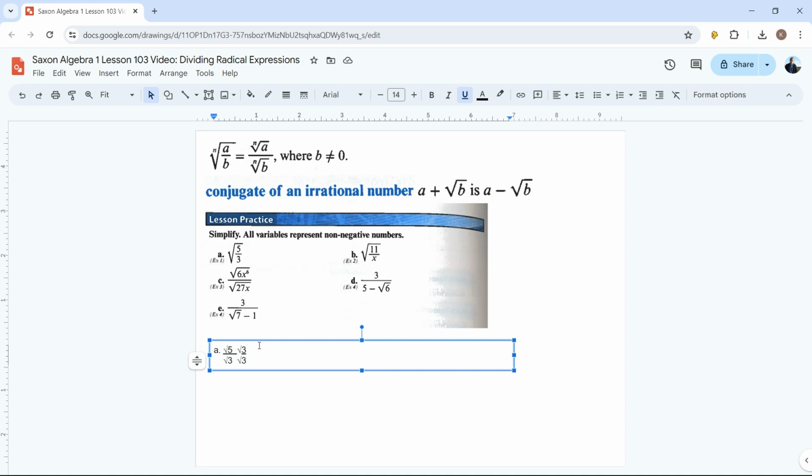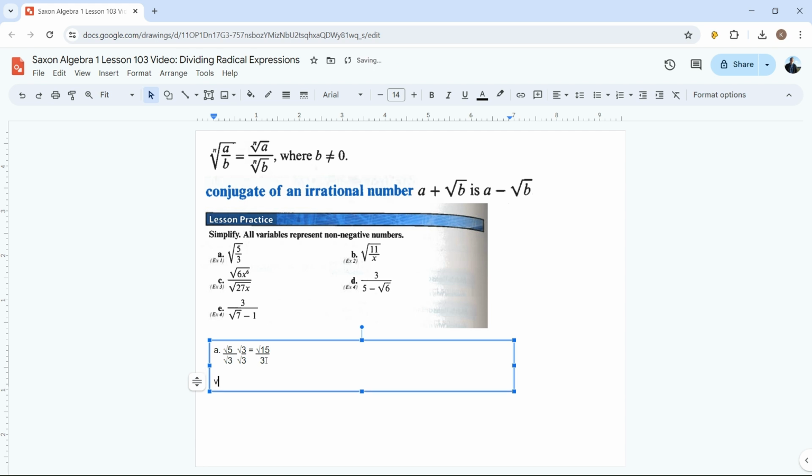Now, we know that when we multiply square roots, the square root of 5 times the square root of 3 is the square root of 15, no? And I can't break that down any further because the factors of 15 are 3 and 5, and there's no perfect squares in there. Hey, what goes in the denominator? The square root of 3 times itself. The square root of 3 times the square root of 3 is just 3. I got rid of my square root in the denominator by multiplying the denominator by itself. That is the key to most of these problems.